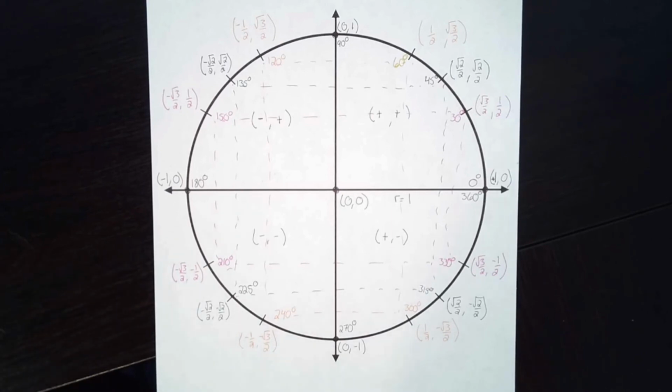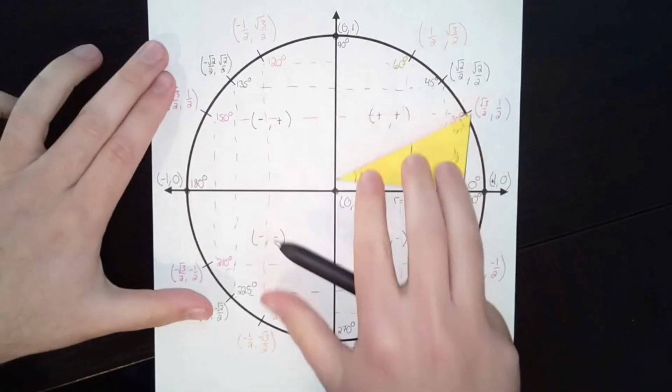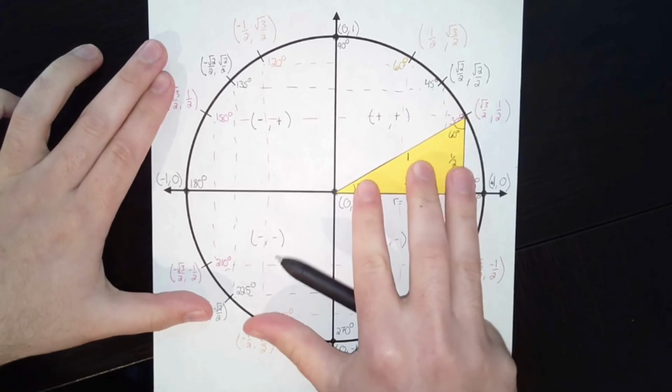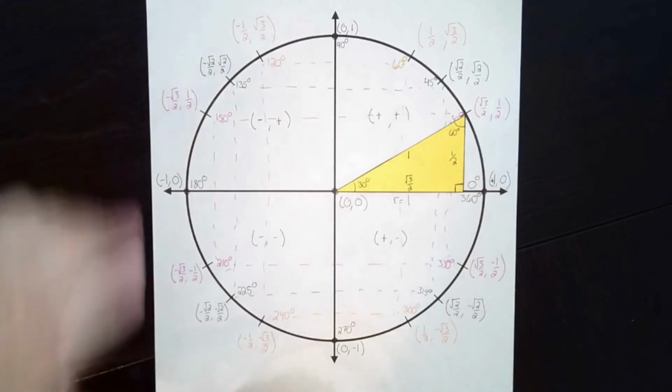I am not going to talk about tangent today. We're going to add that in next week. So we're going to focus on sine and cosine. What I want to do is bring back one of my triangles here. I'm going to bring back my 30-degree triangle.